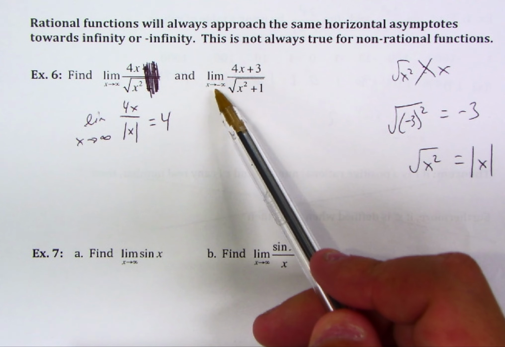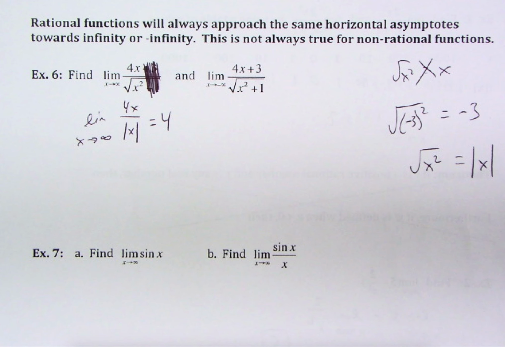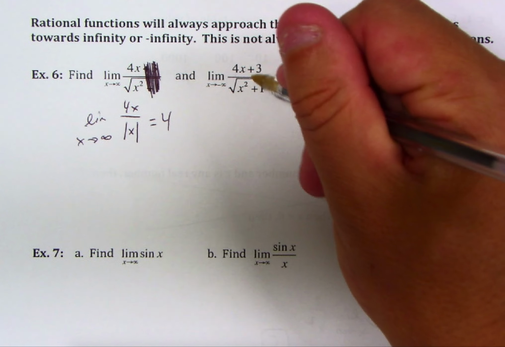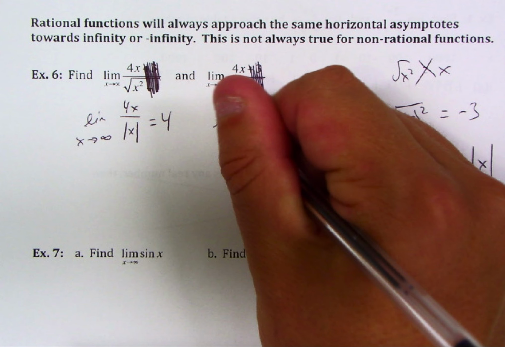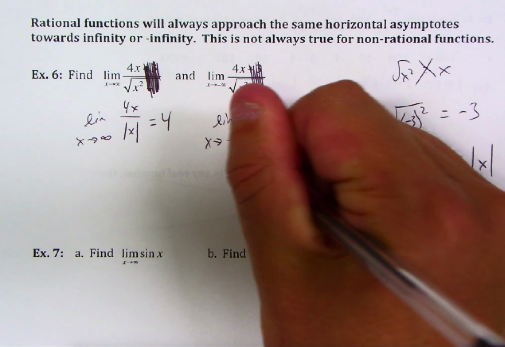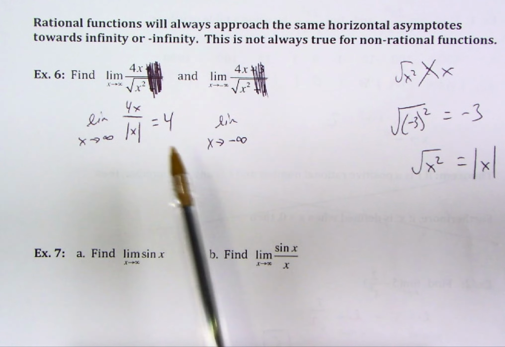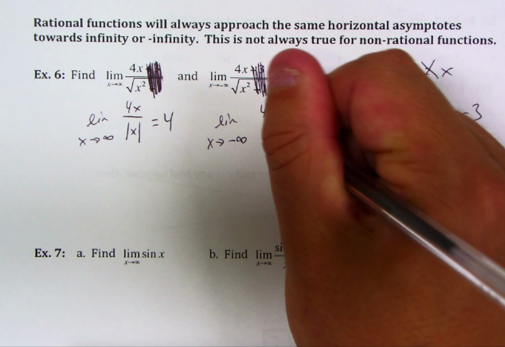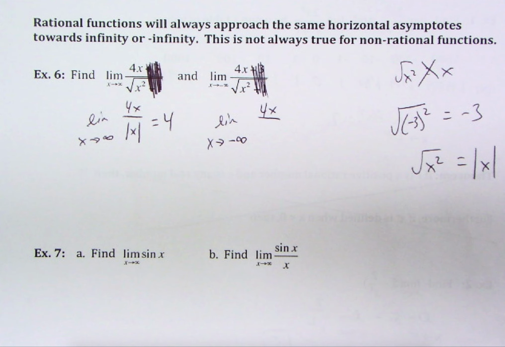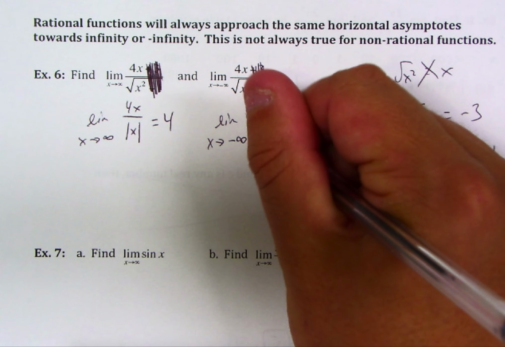But now let's look at what happens if x approaches negative infinity. So I'm going to do the same thing. The only things that matter are the leading terms. So the 3 and the 1 are doing absolutely nothing. So I'm going to take the limit as x goes to negative infinity. And I'm going to do the same thing I did on the previous one. On top, I have 4x. And then on bottom, the square root of x squared is the absolute value of x.